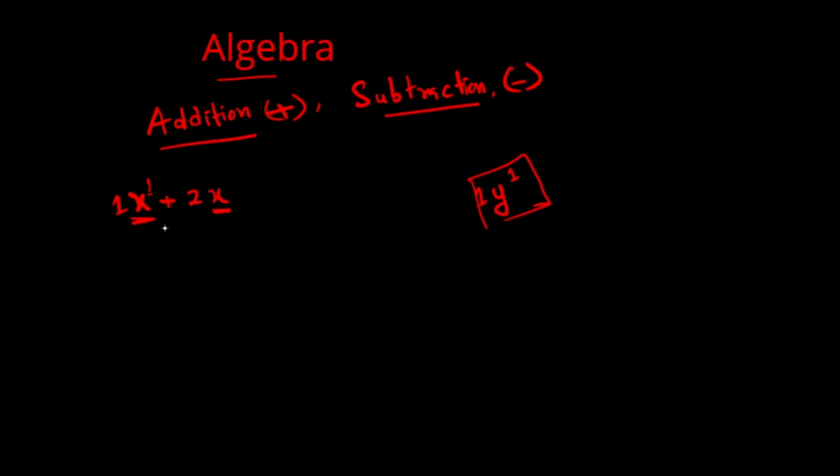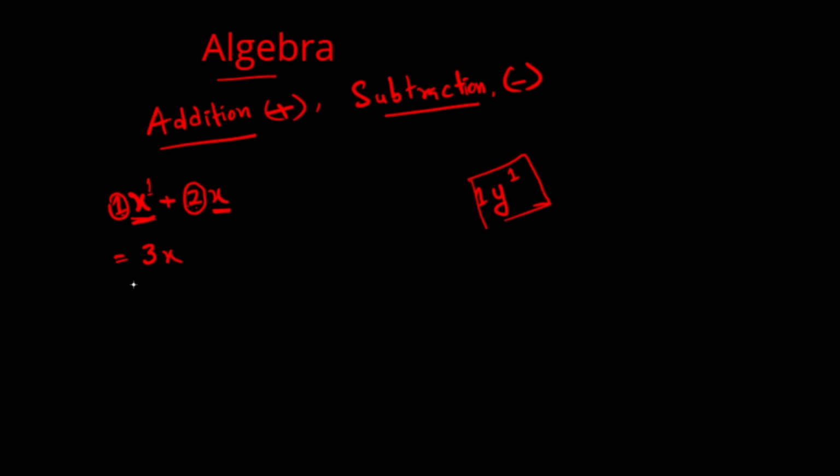So when we have to add two variables in algebra, we have to add their coefficients. This is 1 and this is 2, so we have to add them. 1 and 2 will be equal to 3. So this is called addition in algebra. This is 1 plus 2 equals 3, and we will simply write the variable. So this is called an addition sum in algebra.